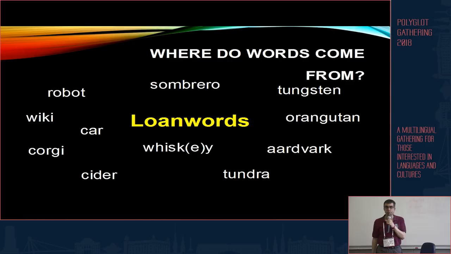Cider. Any idea? Hebrew, yes. It comes from a Hebrew word, shekar, which means strong drink. How about car? Any ideas where that comes from? Well, Latin, yes, but going back a bit further, it comes originally from a Gaulish word, carros, which means a chariot or wagon.